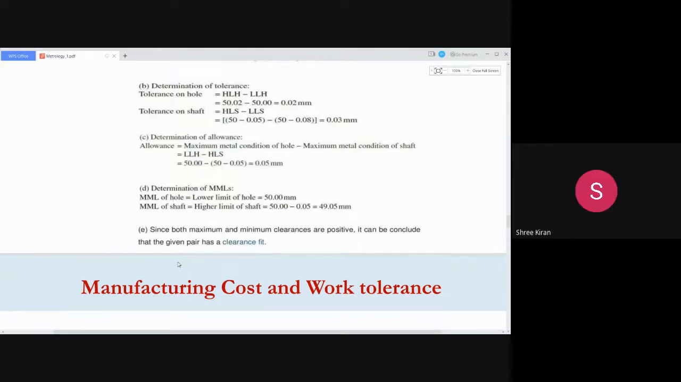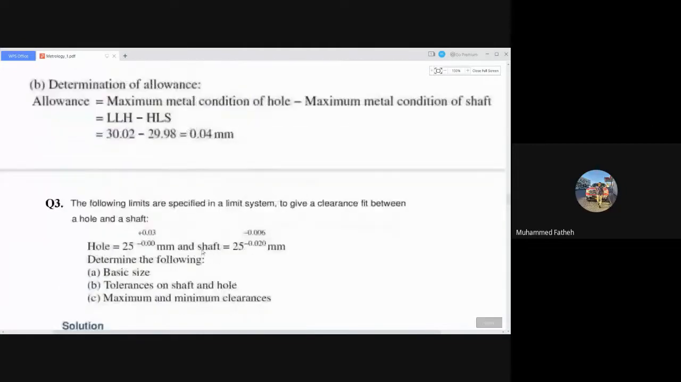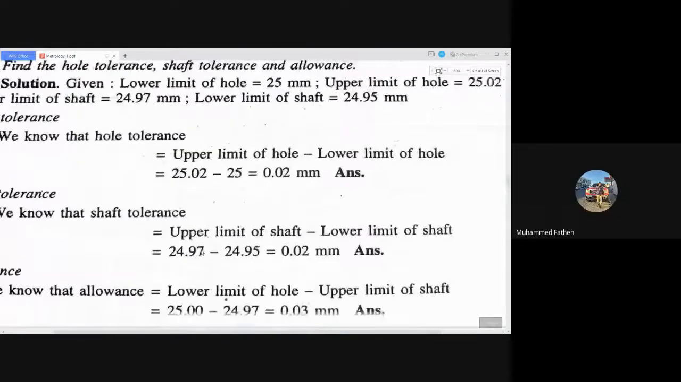Okay, no. The shaft and the hole overlap. The shaft and the hole always overlap. So this is what happens. So I'll just summarize. Everyone just note down what I'm going to say.